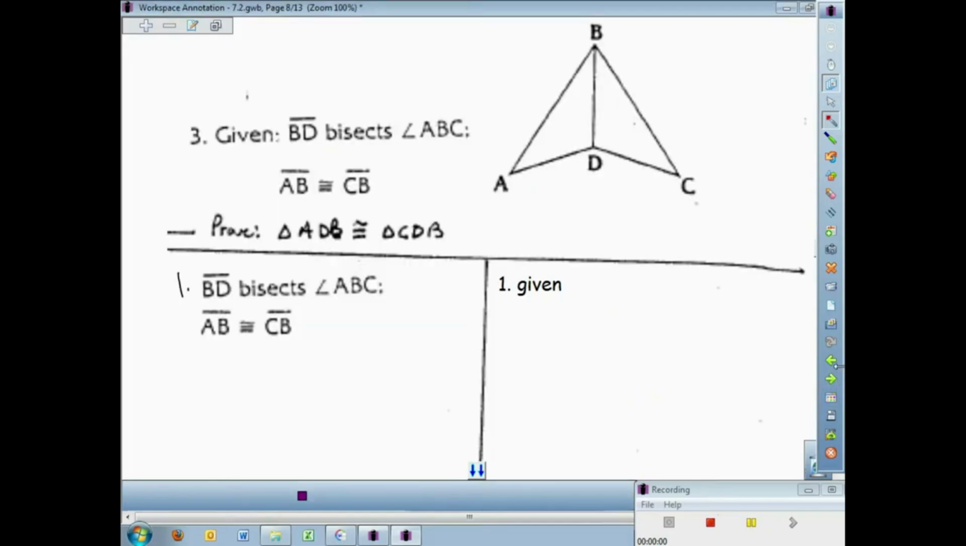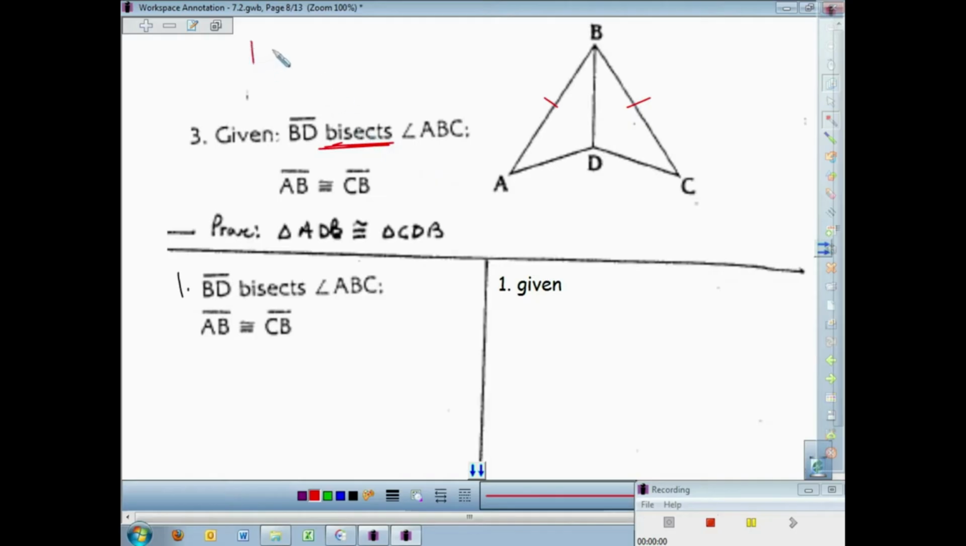So now we get another dirty word, we get a bisect. Right? So let's mark all the non-dirty information first. They say segment AB is congruent to segment CB. Got that. Then they say that segment BD bisects angle ABC. Okay? It's been a while since we used a bisector, so let me think about this.